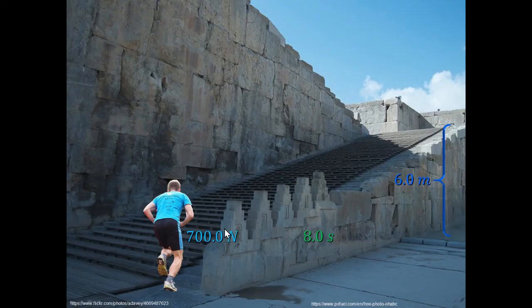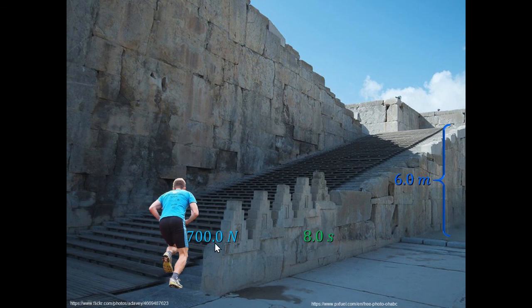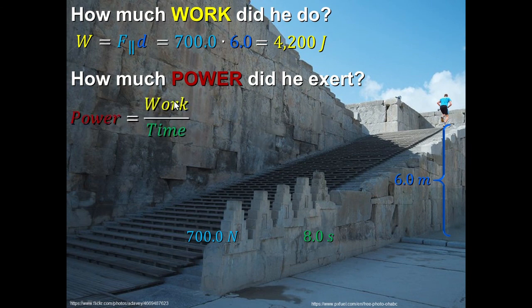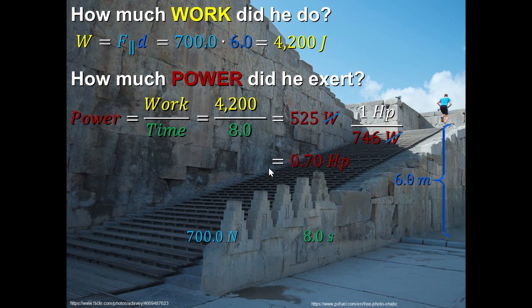You can calculate your horsepower. In fact, I would encourage you to do that, but you just have to know what you weigh. So let's say this person's running up the hill like this, pushing with an average force of 700 newtons, a distance of 6 meters, and a time of 8 seconds. How much work did they do? Well, it's just force times distance. They did 4,200 joules. How much power did they exert? Work divided by time. This much work divided by that much time. 525 watts is how much power they exerted. And we can convert watts into horsepower because 746 watts is 1 horsepower. So that divided by this, about 0.7 horsepower, which is pretty good for that length of time.